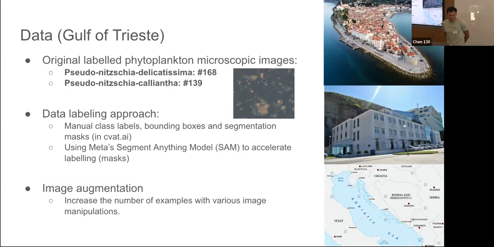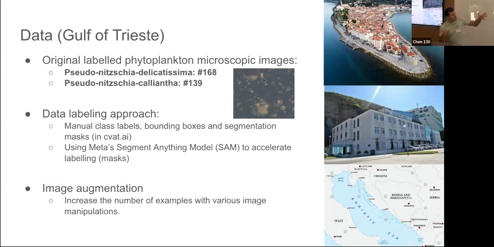We have labeled phytoplankton microscopic images, and they have a lot of different species, but unfortunately they didn't have as many images as we need for computer vision. So we focused on two of the main species, Pseudo-nitzschia delicatissima and Pseudo-nitzschia calliantha. They have been doing microscopy in the last months, and we gathered 168 images of the first and 139 of the second species. But you have to know that in each of these images there are several cells visible, so we have more or less 300 to 400 annotations for each of the two species.